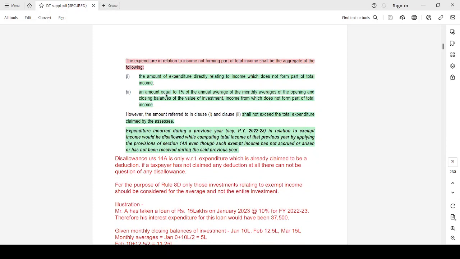And an amount equal to 1% of the annual average of the monthly average of the opening and closing balances of the value of investment, income from which does not form part of total income, which simply means I have invested some amount for earning the exempt income, right? On that investment, I should first calculate the monthly averages. Then for those monthly averages, I will calculate the annual average. For that annual average, I will apply 1%. We'll see this as an example. Okay.